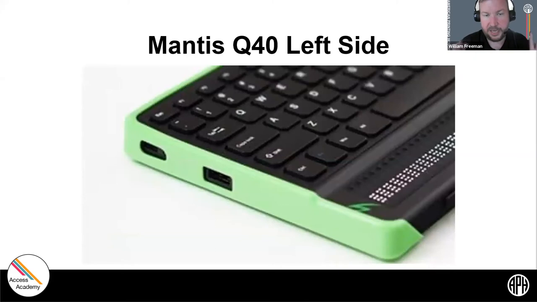Next is a photo of the left side of the mantis. So at the top here is the USB-C. That's how you charge it. So USB-C, that's the new USB cable. And then below that is the power button. That's how you turn it on. And then the USB-A, the older USB-A like you'd find on a thumb drive, like you're likely to find at the other end of your cell phone charger. That is for your external storage, for a thumb drive. And so with an external thumb drive here, you can have up to 64 gigs of external storage. That's on top of the 16 gigs of internal storage that it already has.